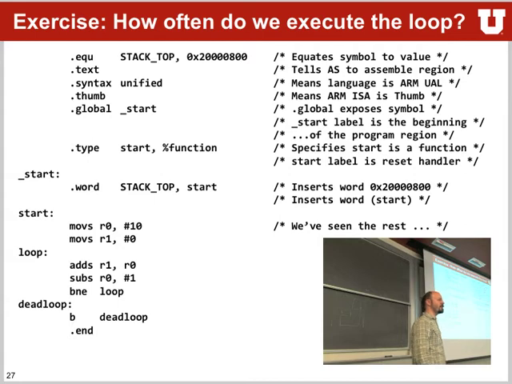So what happens? We store 10 in R0 and 0 in R1, right? Then we add R0 to R1. We subtract 1 from R0, so we have 10, this is now 9. We branch, branch, branch until this is 1. Once R0 is 1, we subtract 1. This loop will not be executed again, and we are sitting down here in our dead loop.